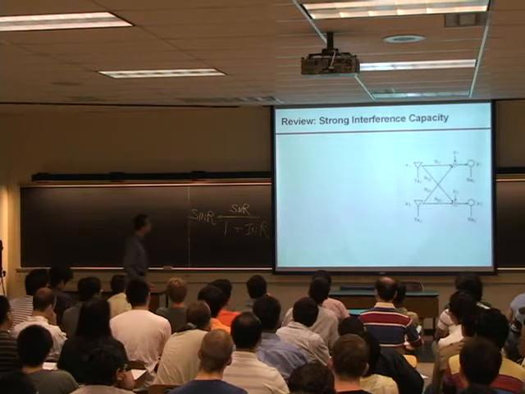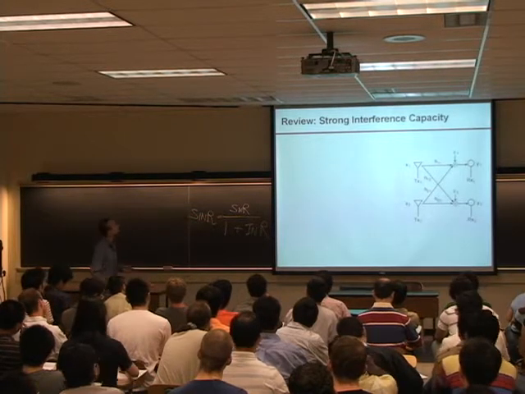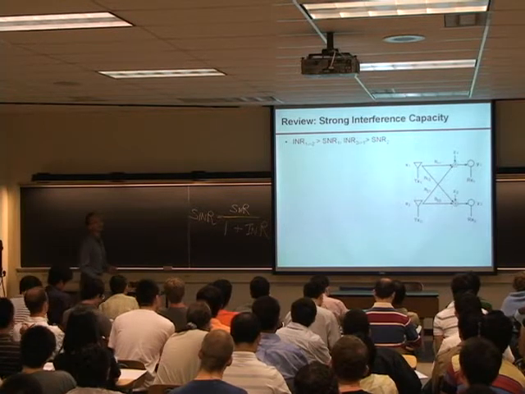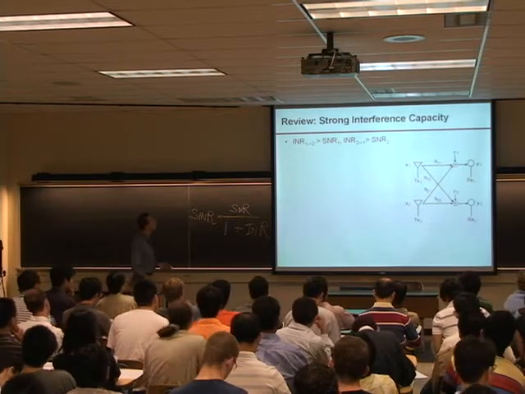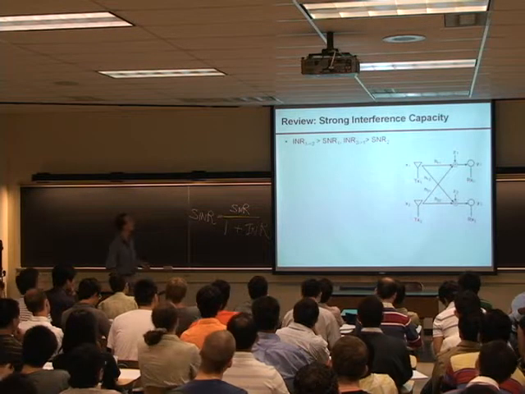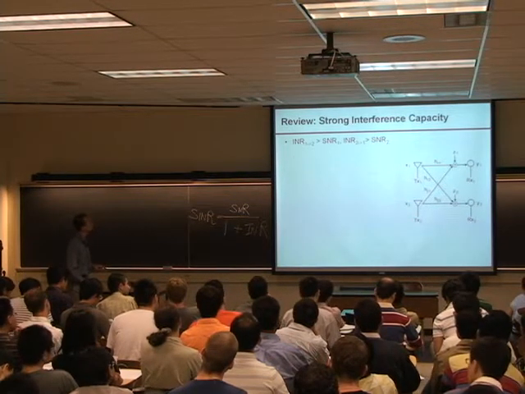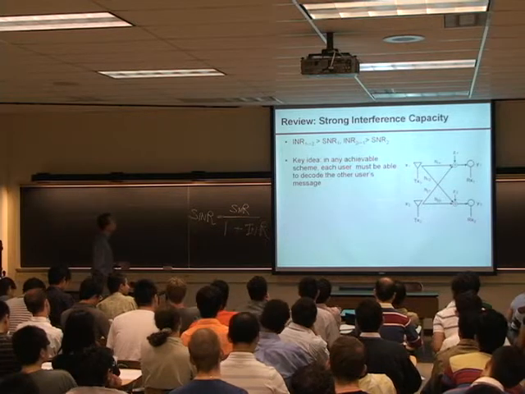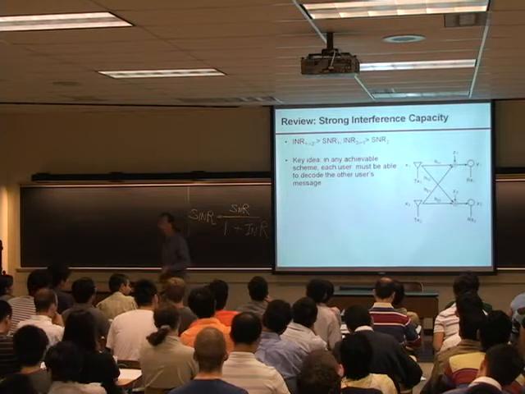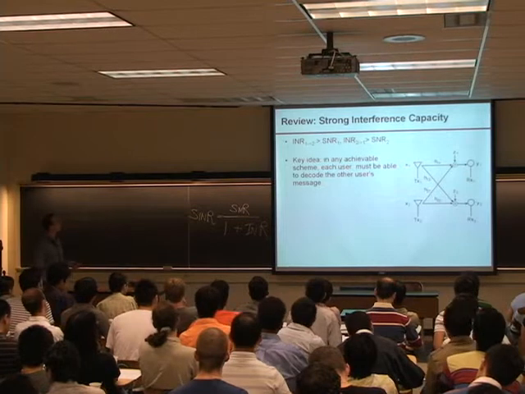To explain that result, let me first review the strong interference capacity result. So here, we have the situation where the interference to noise ratio from transmitter 1 to receiver 2 is greater than the signal to noise ratio at receiver 1, and similarly for the other sender. Okay. So actually, to prove the capacity of this problem, it only takes 5 minutes. Really 5 minutes. And here's the argument.